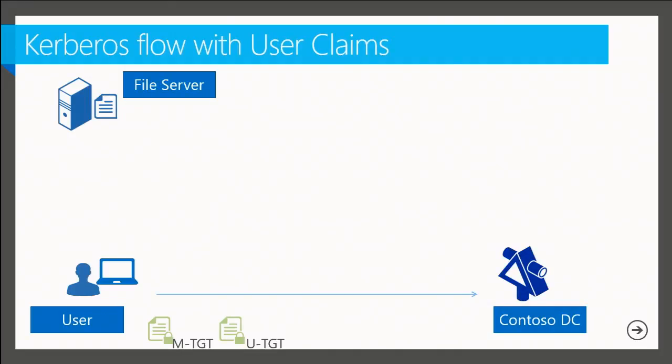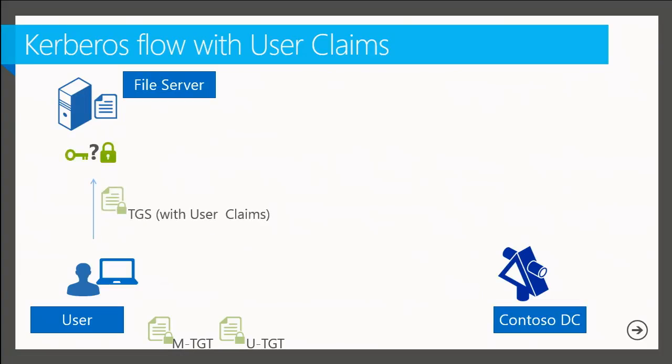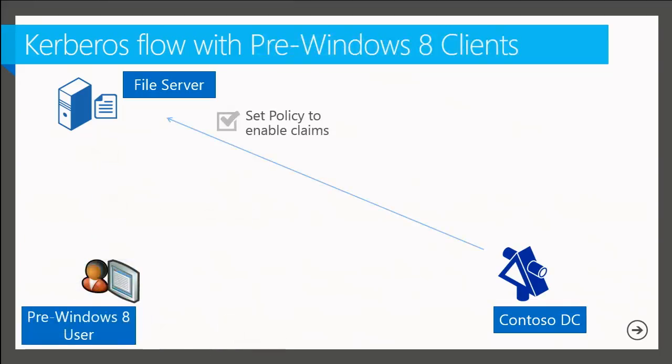With Windows 2012, the same first couple steps happen. We still get the machine ticket granting ticket. We still get the user ticket granting ticket. But then when we go and request the TGS from the server, we get back one with user claims, which is then passed up to the file server, just like before, and the file server makes a decision.